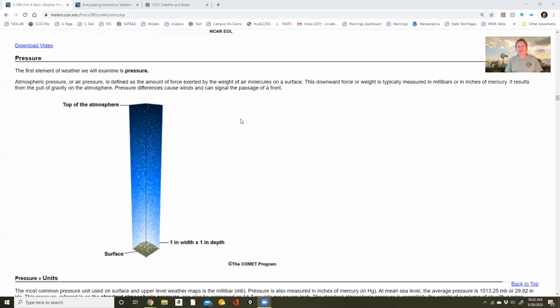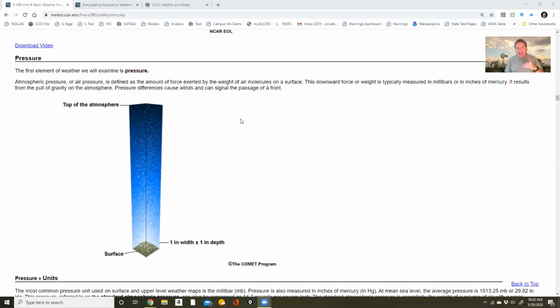Pressure, first thing is, it's the weight of the air above you. Okay, so here's a weird question. Let's see if you know the answer. If I'm standing on the ground, how much air is above me? The answer is, well, all of it. There's no air in the ground. So all the air is above me.